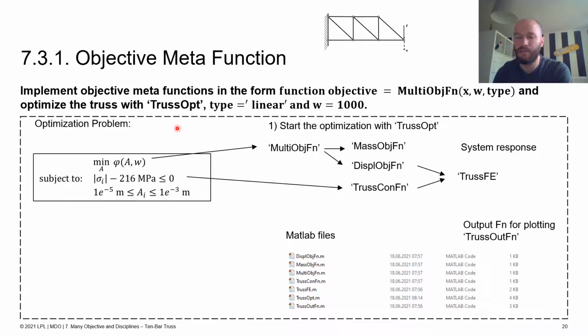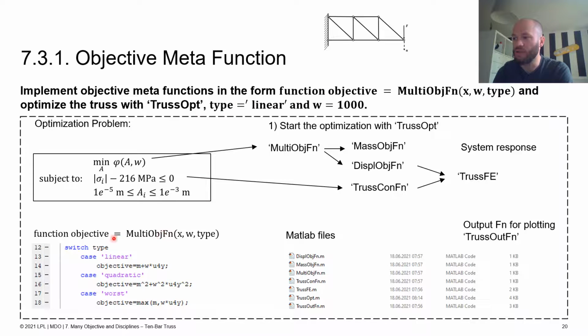Having explained that, we can now proceed with the task itself. Here we are supposed to implement different objective meta functions, a linear one, a quadratic one, and a worst case function. And here you can just open the multi-objective function and enter the respective equations, which were also taught in the lecture.